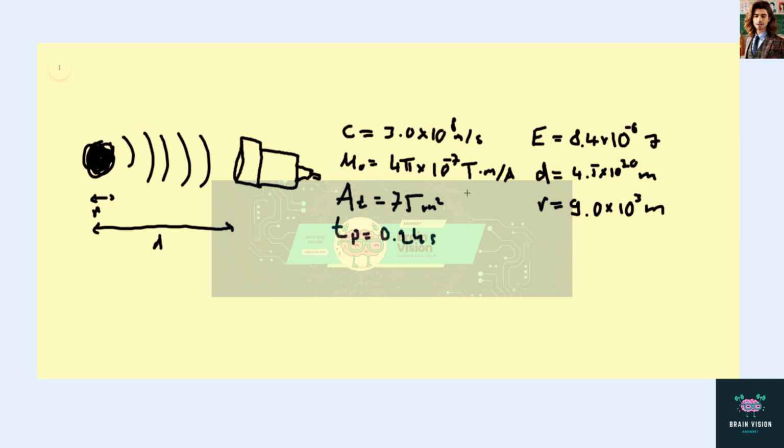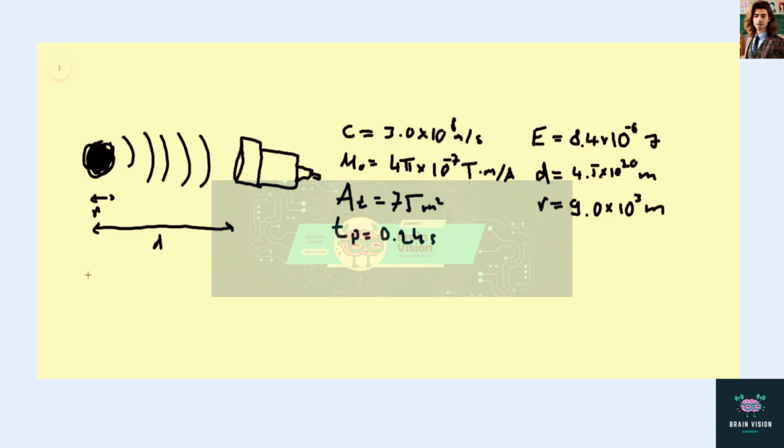So first we're told that this magnetar is delivering an energy of 8.4 times 10 to the minus 6 joules of energy through electromagnetic radiation onto a telescope that has a surface of 75 meters squared. And the pulse, so the time in which this energy is delivered, is 0.24 seconds.